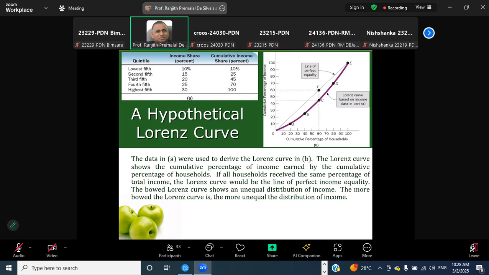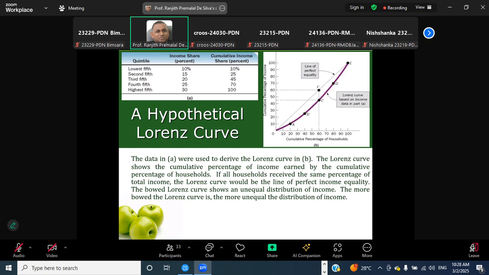Second one, your cumulative income share is 25 and your cumulative household share is 40. Right? So 40 minus 25 is 15. Third one, 45, your cumulative share is 60. 60 minus 45 is 15 again. So so far 15 is the highest.